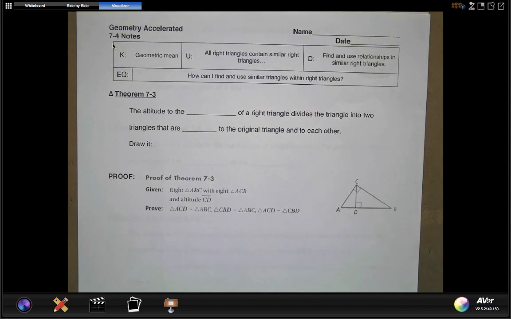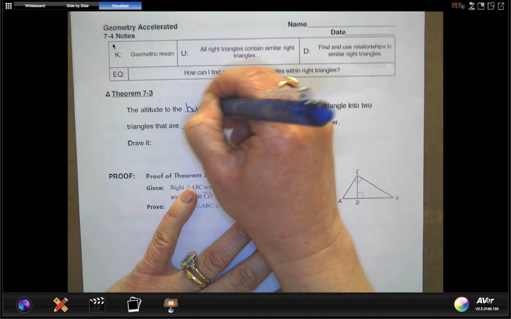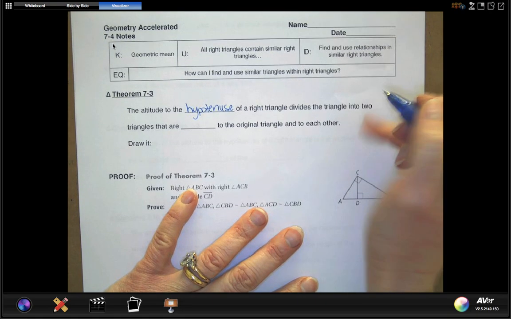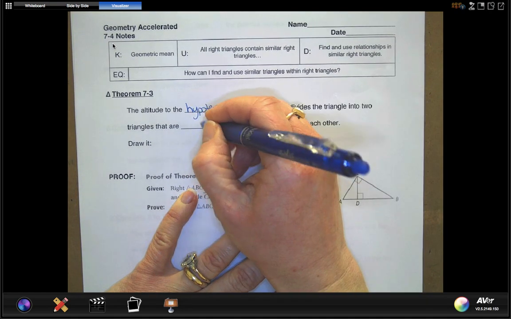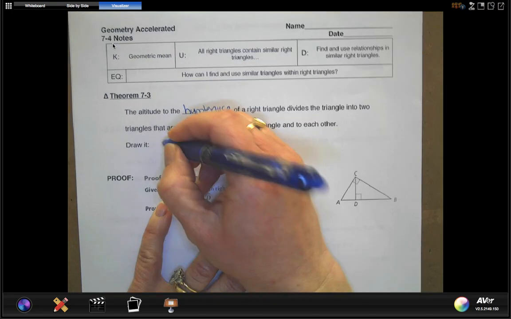the altitude to the hypotenuse of a right triangle divides the triangle into two triangles that are similar to the original triangle and to each other.